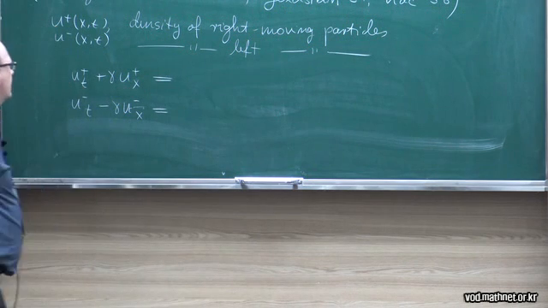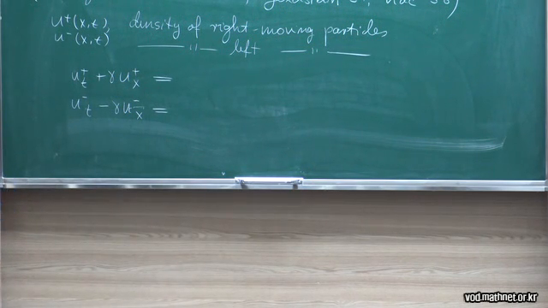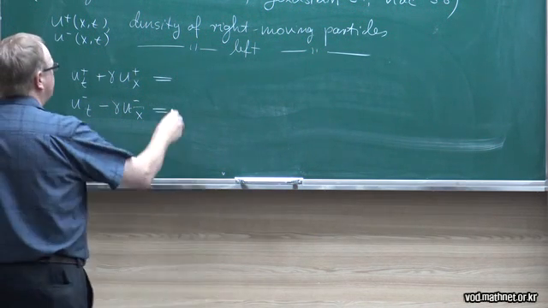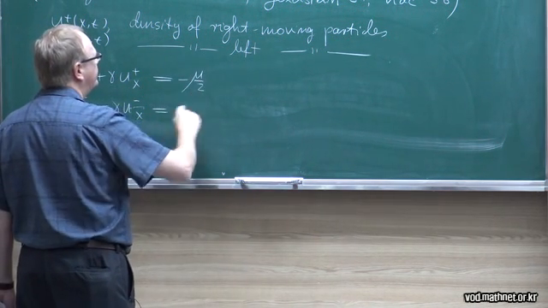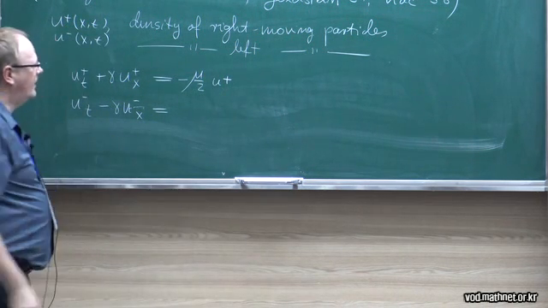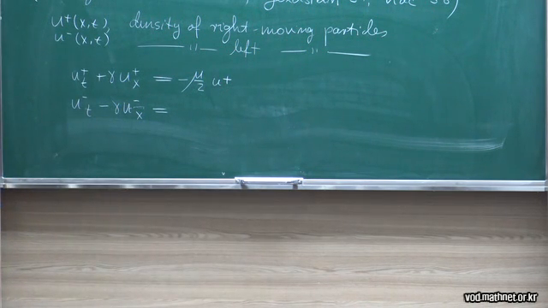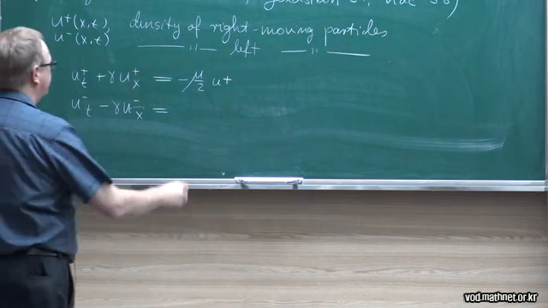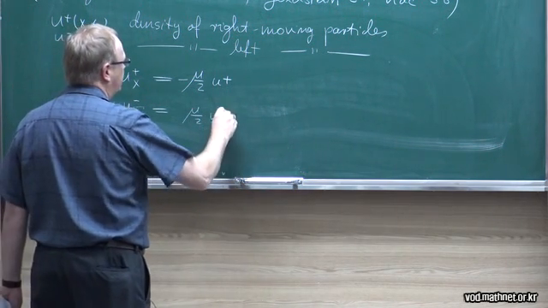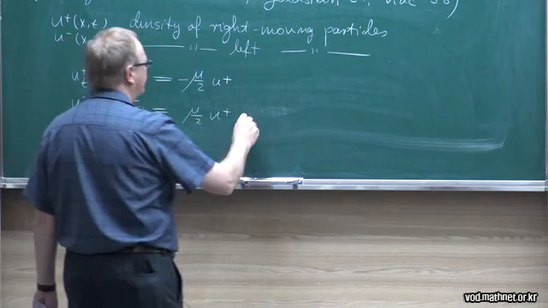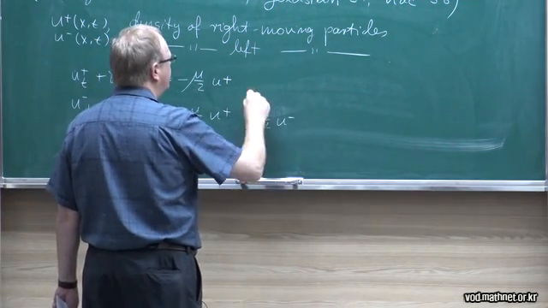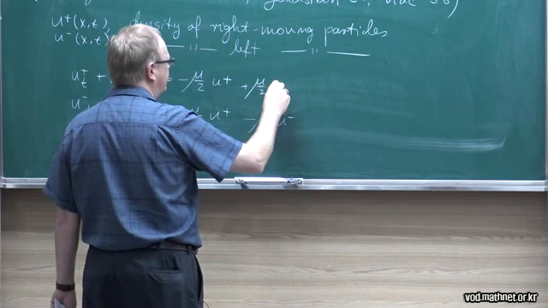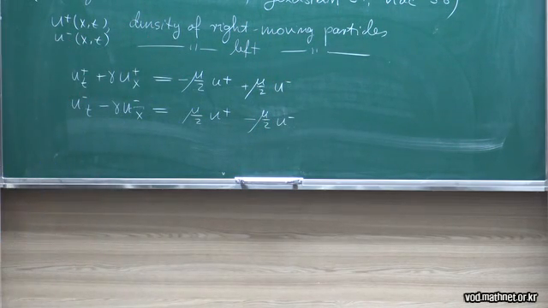Of course, it's not 0. If it were 0, then these are just left-moving particles. But now they can switch direction. If they have been plus, they go minus, and if they have been minus, they go plus. So I have a transition rate, which I call mu over 2. The right-moving particle changes direction with the rate mu half, and then it comes back as a left-moving particle, mu half u plus. And then left-moving particles change direction with the rate mu half, and they come back as right-moving particles, mu half u minus.